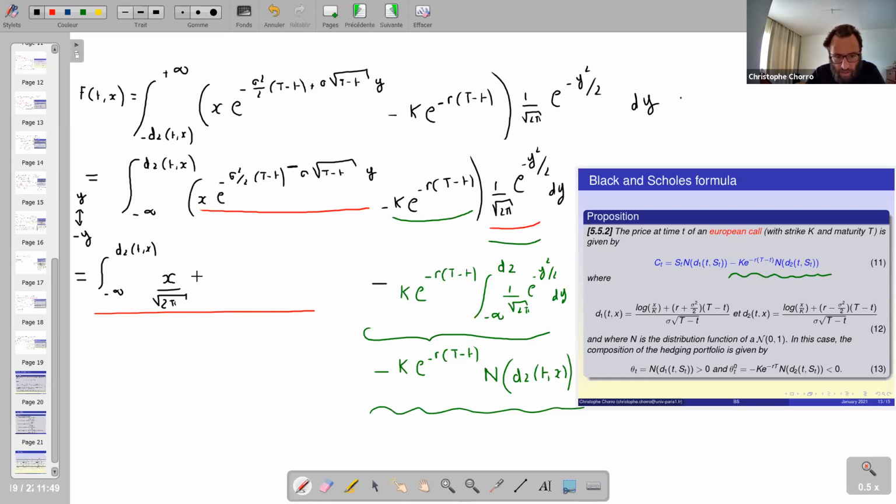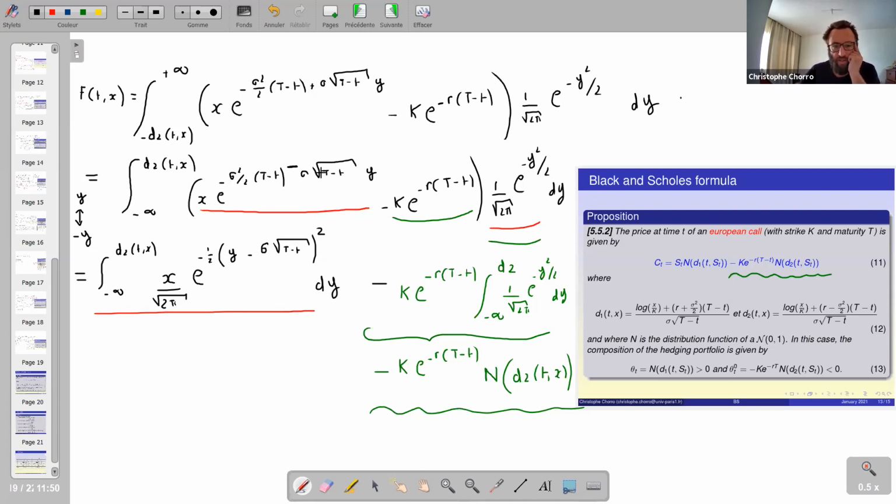It is the exponential of minus 1/2 (y square minus sigma the square root of capital T minus t) square, dy.